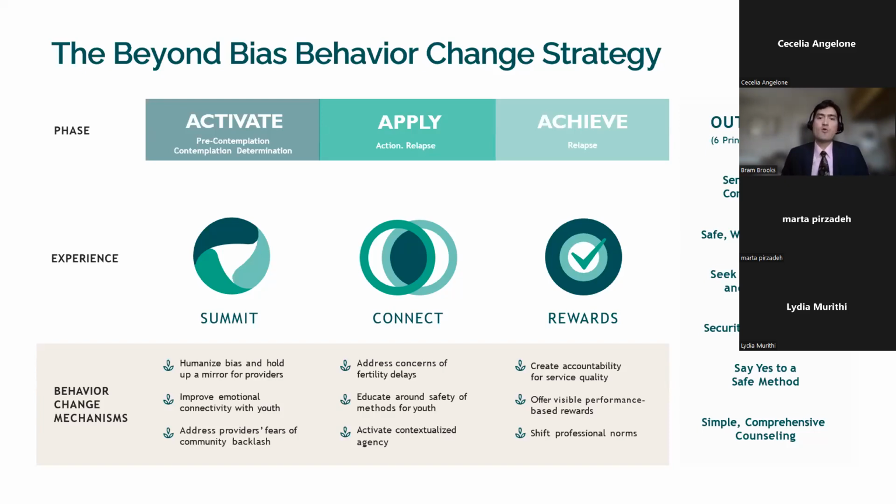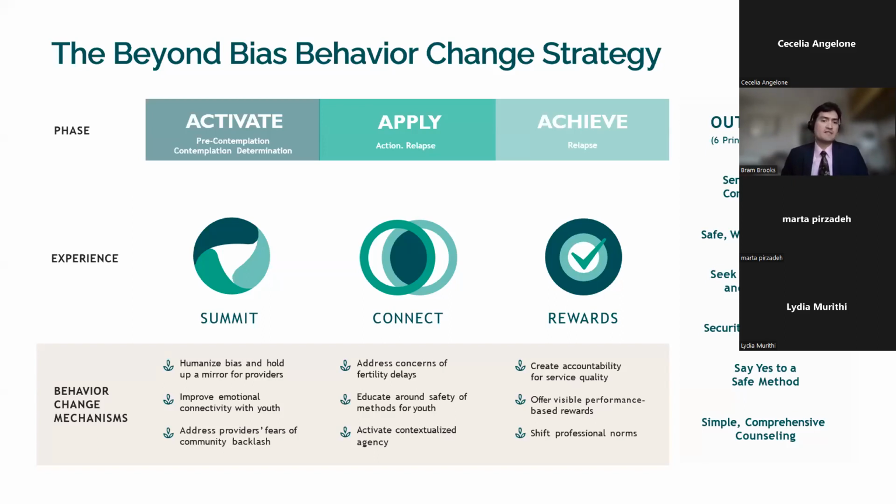And finally, for Rewards, we're targeting the stages of relapse and maintenance by creating accountability for service quality, offering performance-based rewards, and shifting professional norms for high-quality AYSRH services. So these 3 pillars combined, Summit, Connect, and Rewards, are designed to make changes at the provider level in what we call the 6 principles framework, which is what you see there on the right-hand side of the slide.